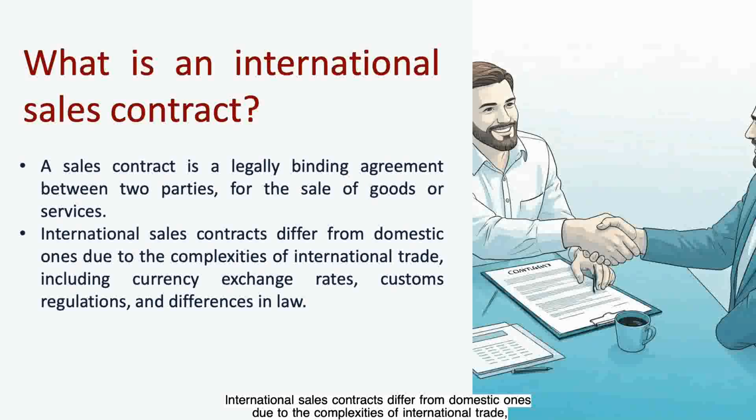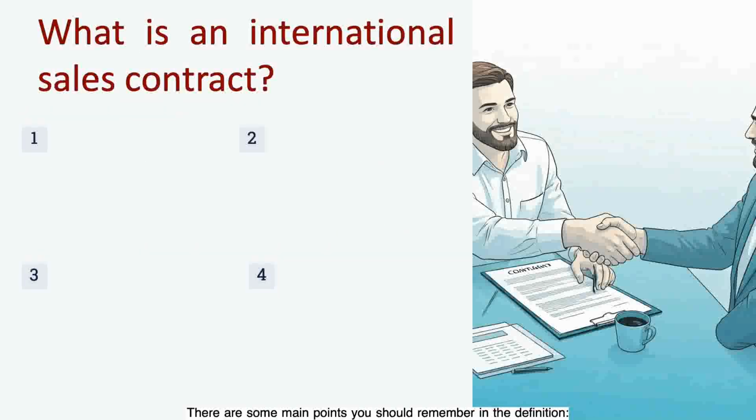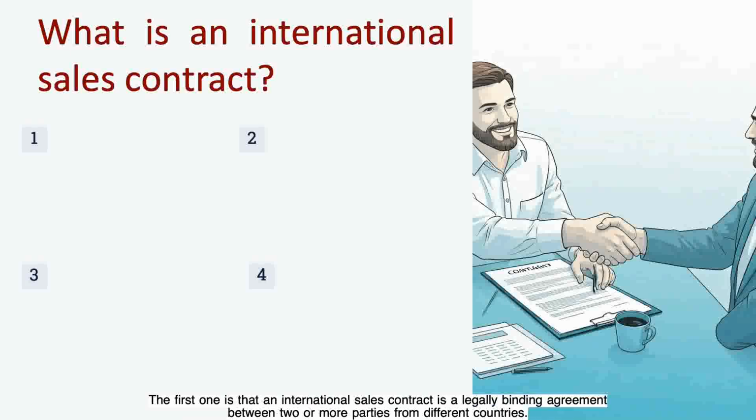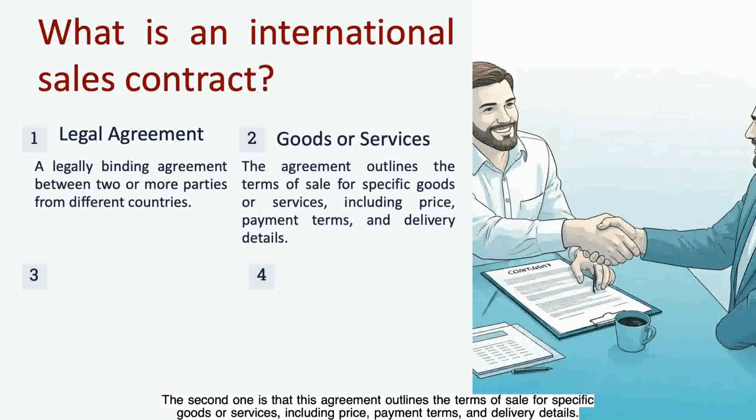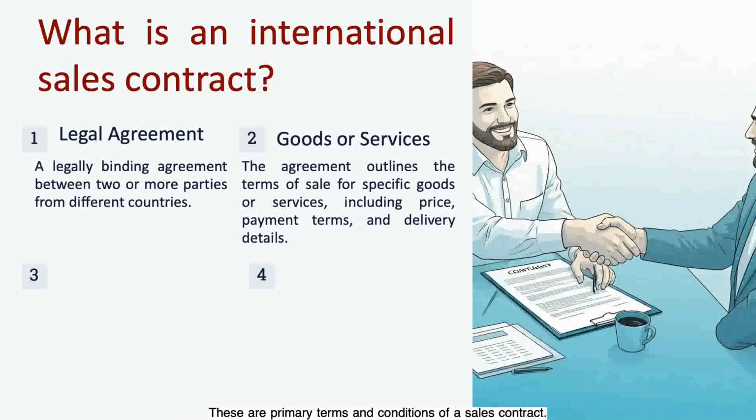International sales contracts differ from domestic ones due to the complexities of international trade, including currency exchange rates, customs regulations, and differences in law. There are some main points you should remember in the definition. The first one is an international sales contract is a legally binding agreement between two or more parties from different countries. The second one is this agreement outlines the terms of sale for specific goods or services, including price, payment terms, and delivery details. These are primary terms and conditions of a sales contract.